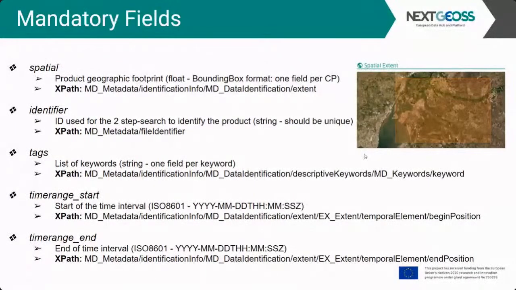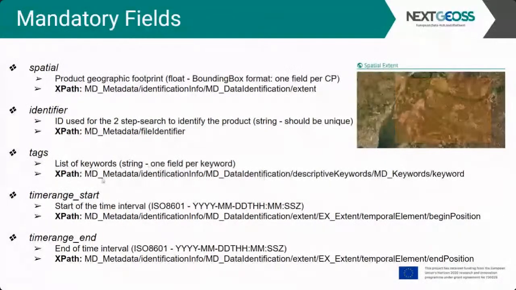You have a set of tags, so a list of keywords, where again it's one keyword per field that has this XPath, and it's typically a string. And those tags are basically ways to characterize the thematic scope of your application, or whatever you want to describe or whatever you want to associate with the data sets that you are harvesting.